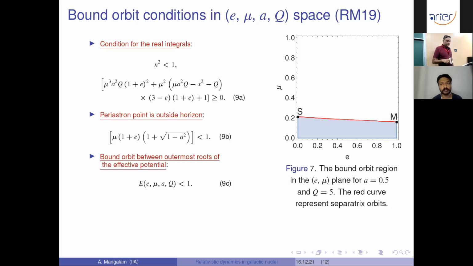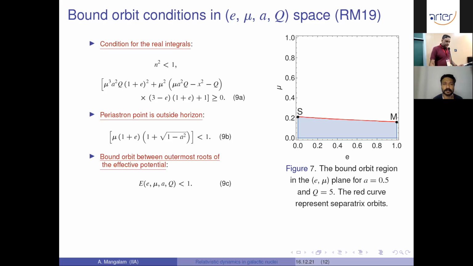That is, 1 over r equals mu times (1 plus E cos chi), where chi is the angular coordinate of motion. And if you want to keep the integrals real, there is one index n in the elliptic functions. So if that has to be less than 1, you get this condition, which is a condition for bound orbits. And there's another condition that says the periastron point is outside the horizon, to make it more astrophysically meaningful. And you can do various things.